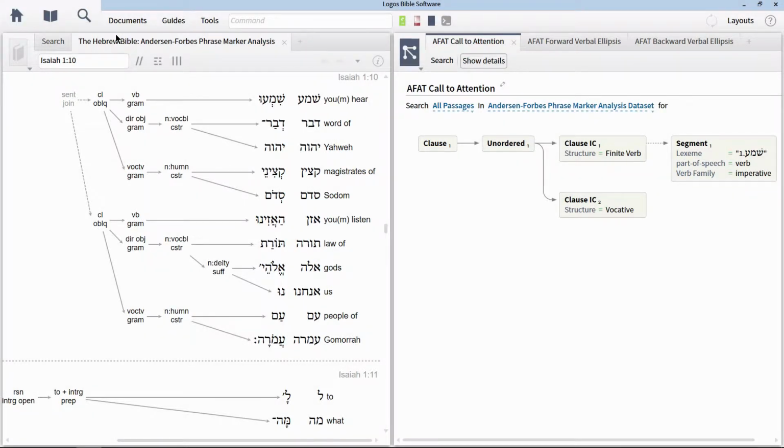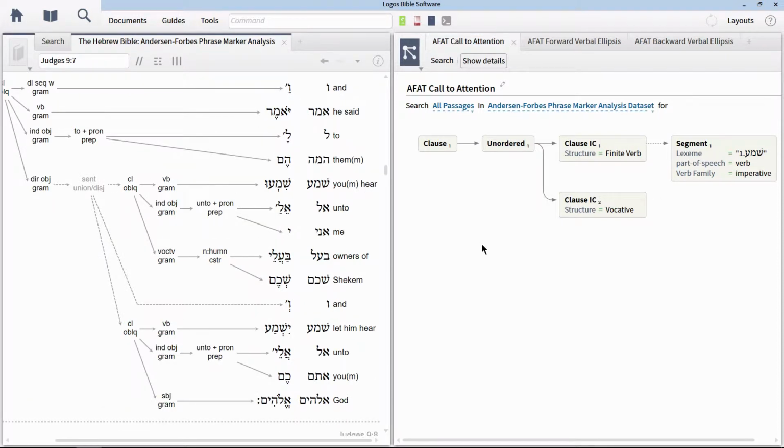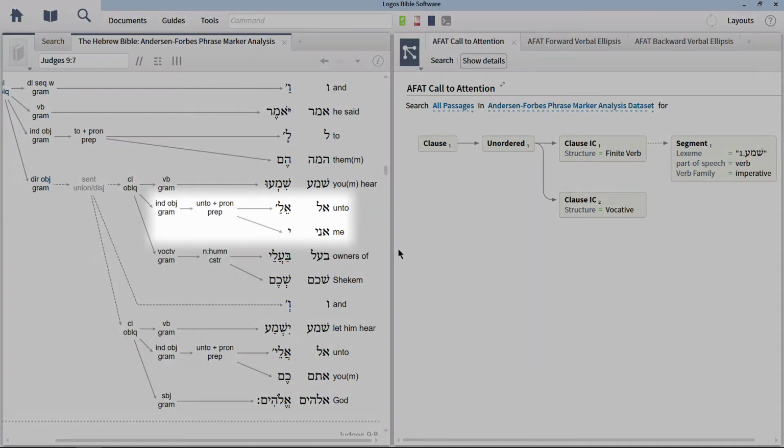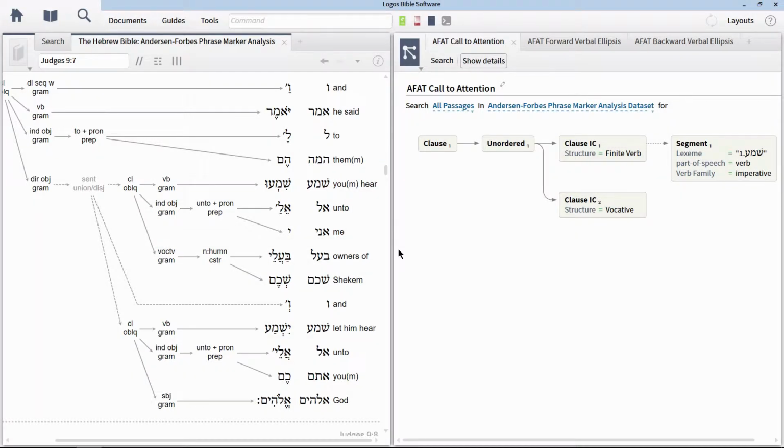Unordered nodes also allow for other information to appear in between the verb and the vocative. For instance, if we look at the result from Judges 9:7, we see in the phrase marker analysis that the indirect object appears in between the verb and the vocative. The unordered node accounts for this instance.